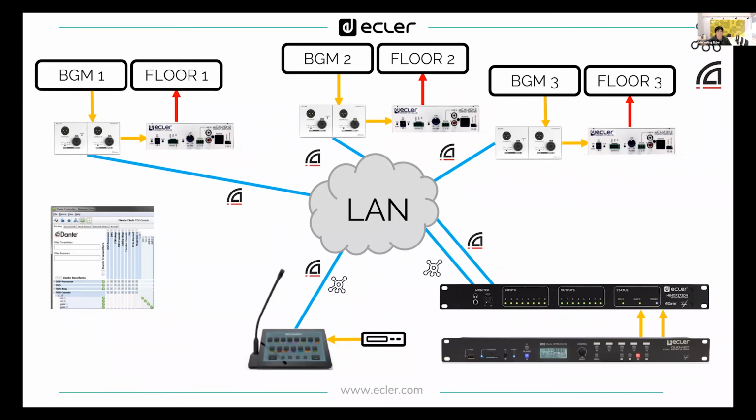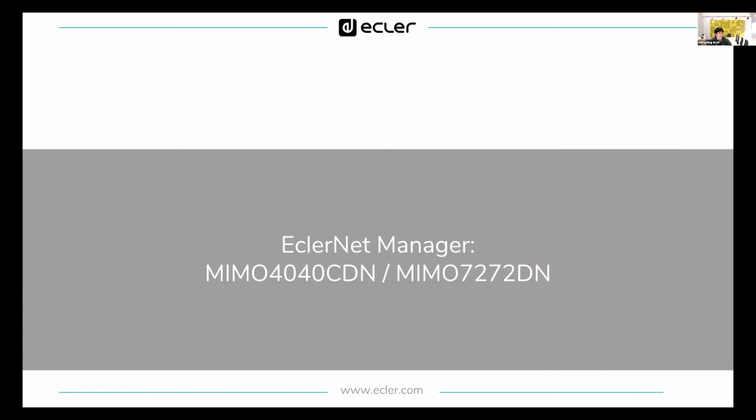So it's more flexible. In the former example, you had just one Dante receiver. Here you have two transmitters and two receivers, so you can send two different signals into each floor. Again, a lot more flexible. So we are just ending.